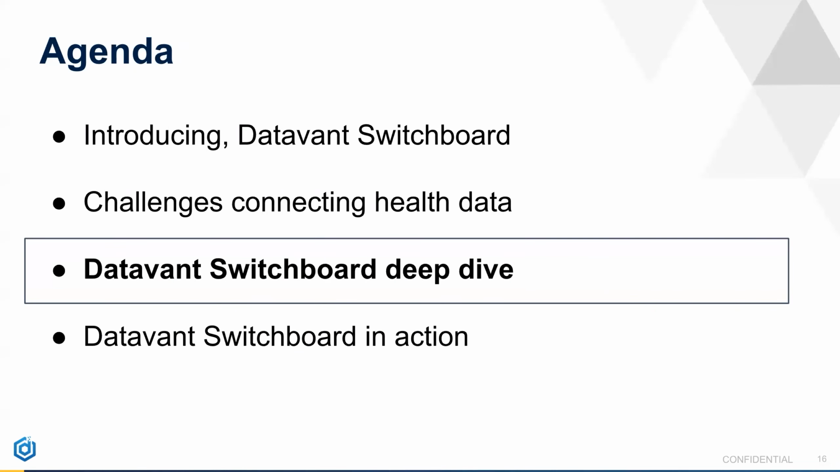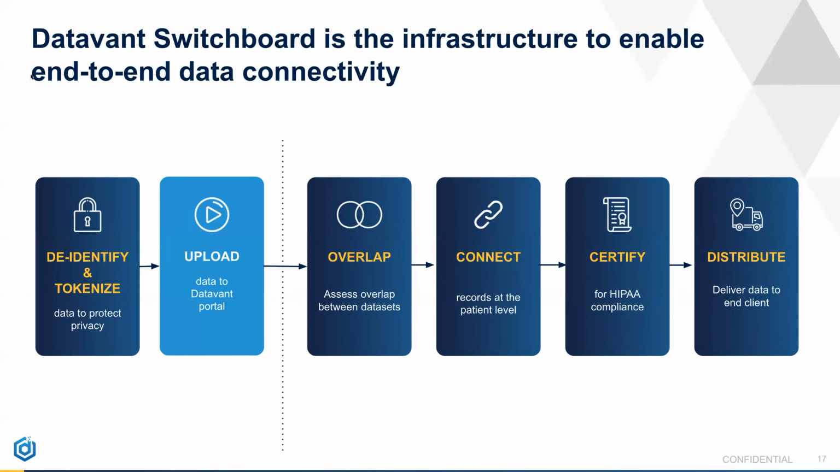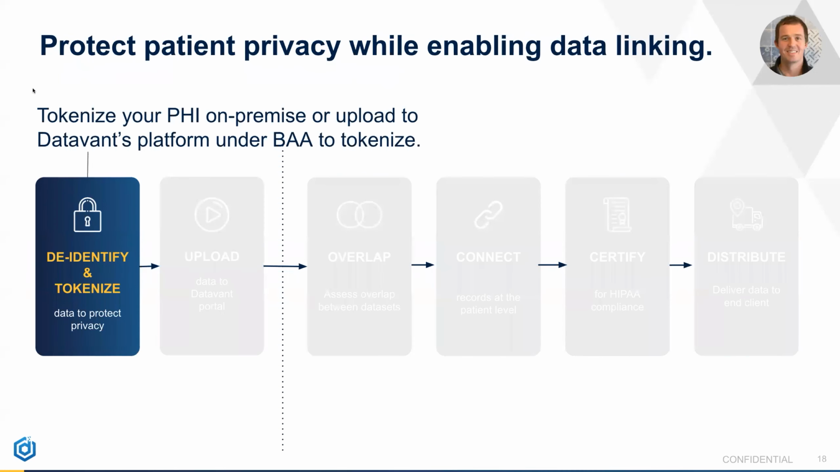We'll spend a couple minutes running through each one of the major components, and we will start with the most fundamental and likely the most familiar, which is our tokenization. So let's jump on here. So tokenization ensures that you can link records at the individual level and get a longitudinal view of each patient within your organization and connecting that data in a de-identified manner to other organizations' data and protecting patient privacy.